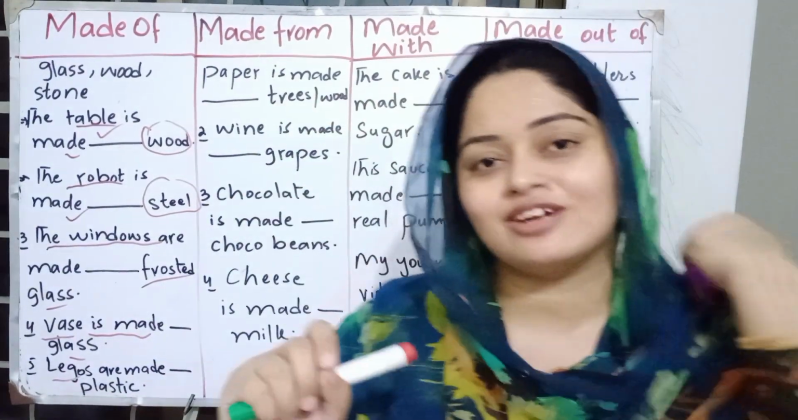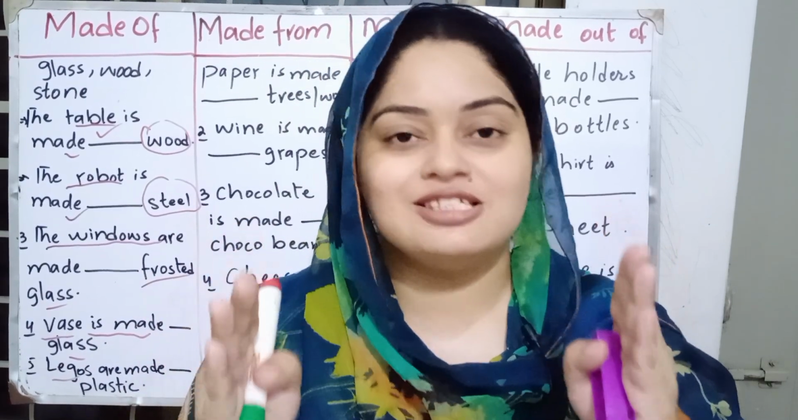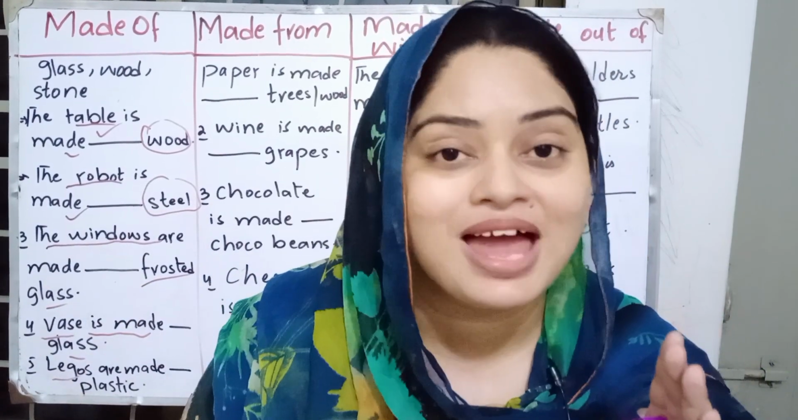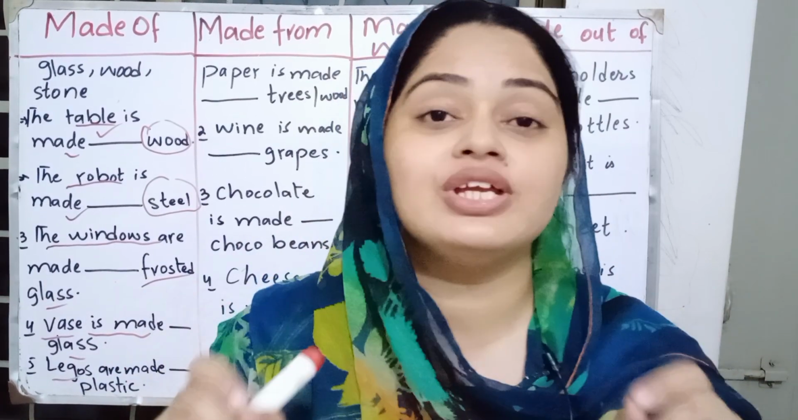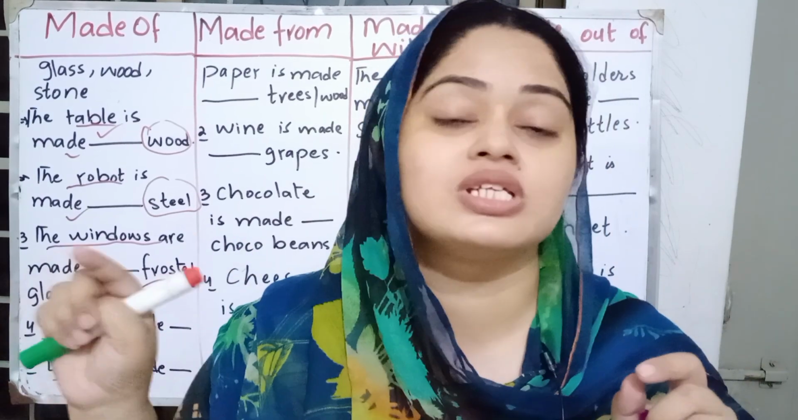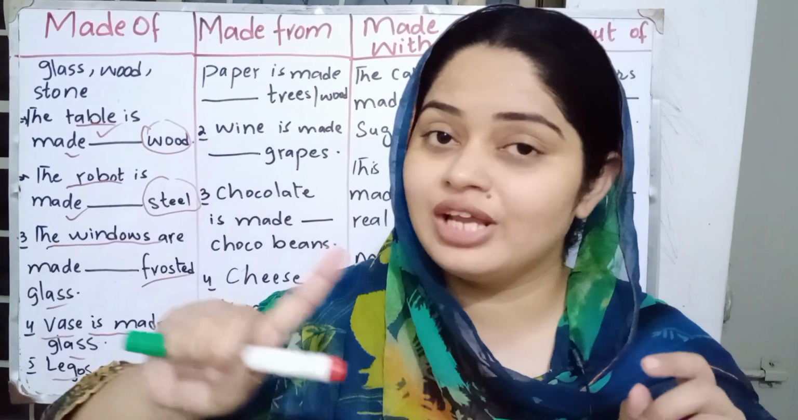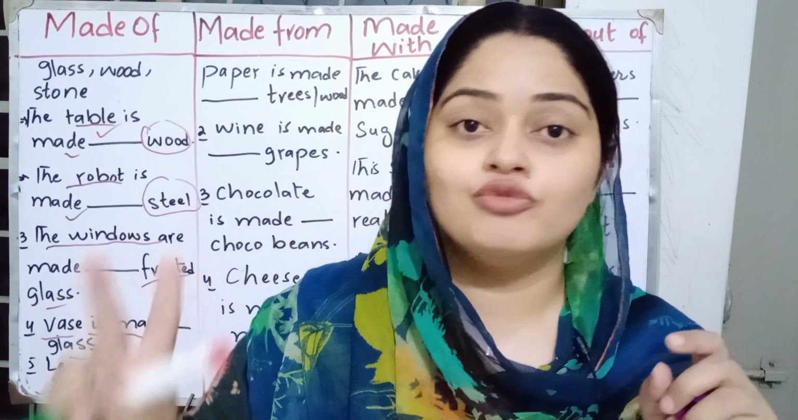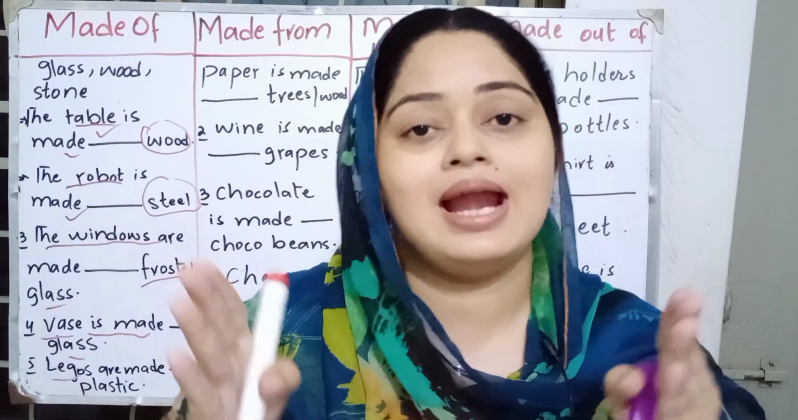Now another important concept is made from. Made from is used when something goes through the process of manufacturing, especially in factories, and we cannot recognize the original material used in the product. We cannot get back the original material. First, we cannot recognize the original material with which something is made. Number two, we cannot get back the original material. That is the difference between made of and made from.